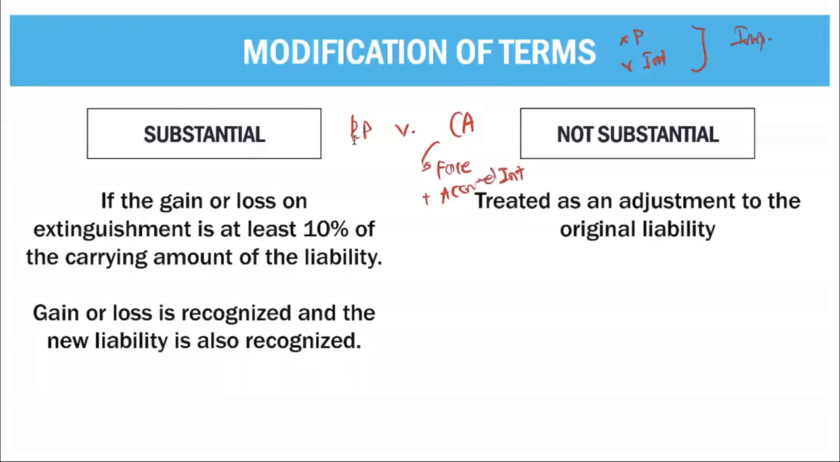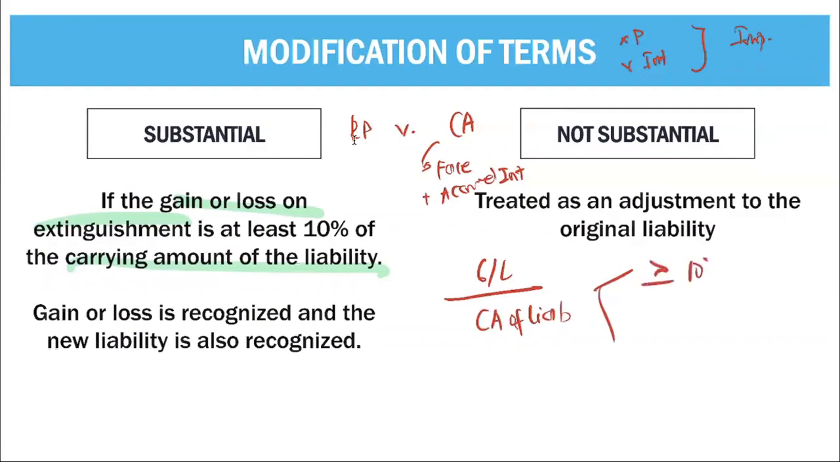So to compute whether it is substantial, you first get your gain or loss on extinguishment and compare it to the carrying amount of your liability. So gain or loss on extinguishment divided by the carrying amount of your liability. If that is greater than or equal to 10%, we call it substantial. If it's less than 10%, it is not substantial.